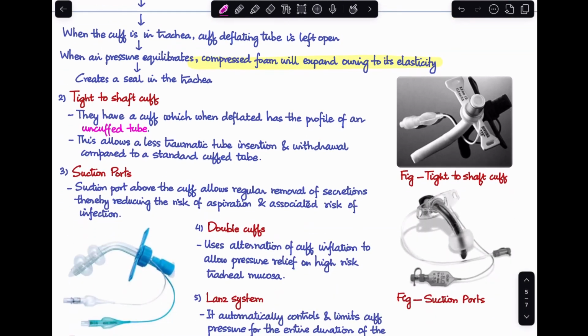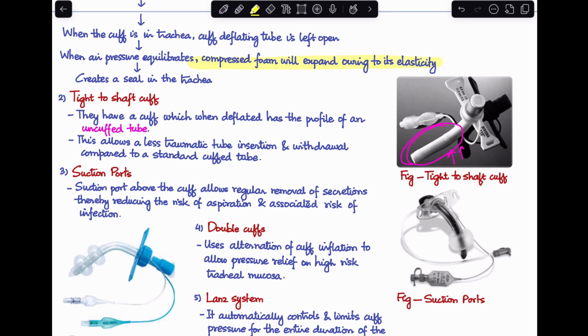The second specialty is a tied to shaft cuff. Now, if you look at the image over here, this is a tied to shaft cuff. They have a cuff itself, but when this cuff gets deflated, it looks almost like an uncuffed tube. So you can see here that this looks almost as if this is an uncuffed tube. What is the advantage of this? This allows a less traumatic tube insertion and withdrawal as compared to a normal uncuffed tube. So that is the advantage of using a tied to shaft cuff.